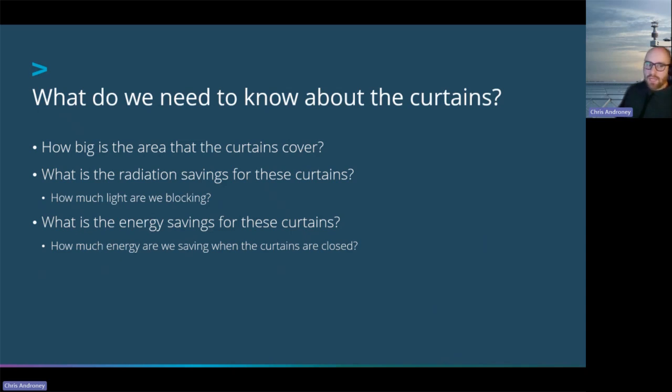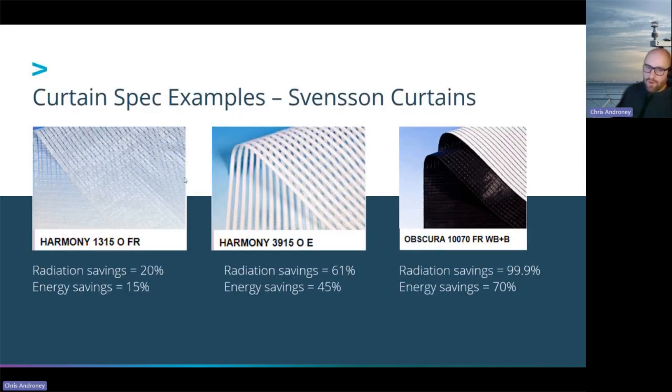So that's number one. Number two is, what are the radiation savings for these curtains? In other words, how much light are we blocking when the curtains are pulled? And what is the energy savings for these curtains? In other words, how much energy are we saving when the curtains are closed in an energy curtain situation? These two items are readily available from most curtain providers. If we take a look here from our friends at Svensson, there's a couple different options. I just grabbed a few different examples here.